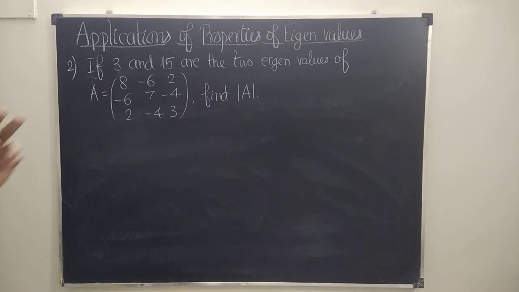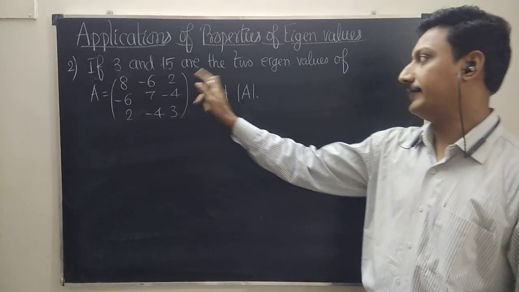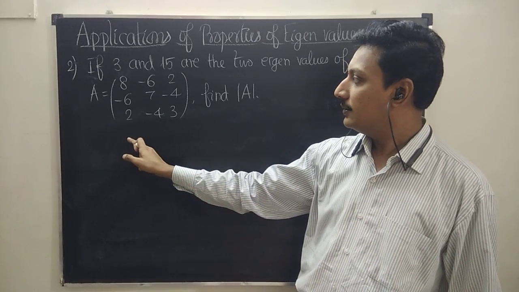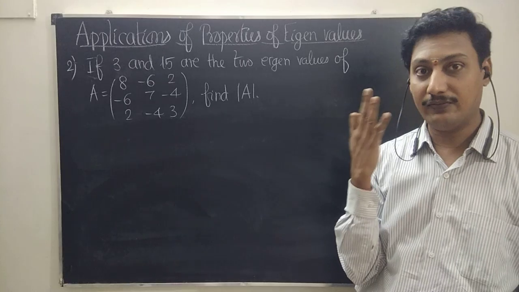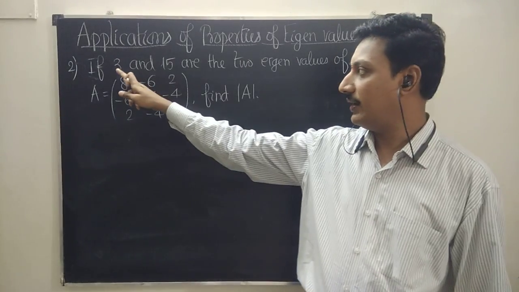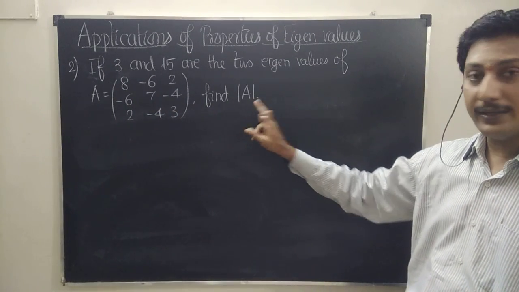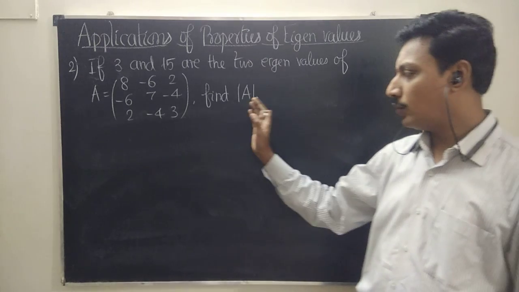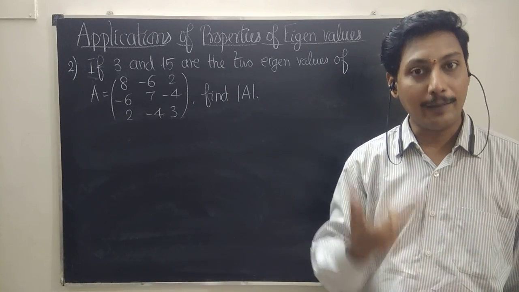See question number 2. If 3 and 15 are two eigenvalues of the given matrix A, this is a 3 by 3 matrix. So 3 by 3 means we will have 3 eigenvalues, but among the 3, 2 are given, that is 3 and 15. Now the question is to find the determinant of A. This time I am not going to find the determinant of this matrix directly. I want to use the property.